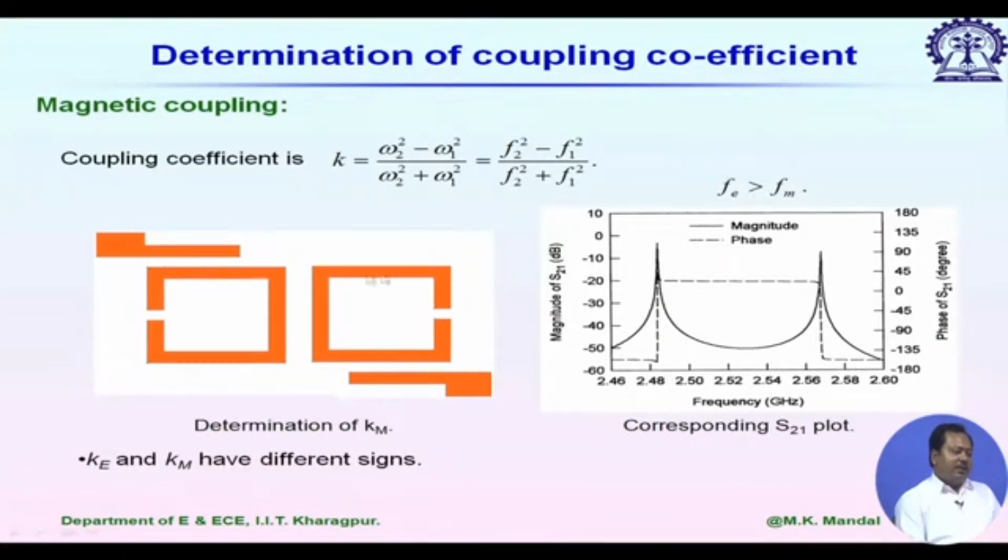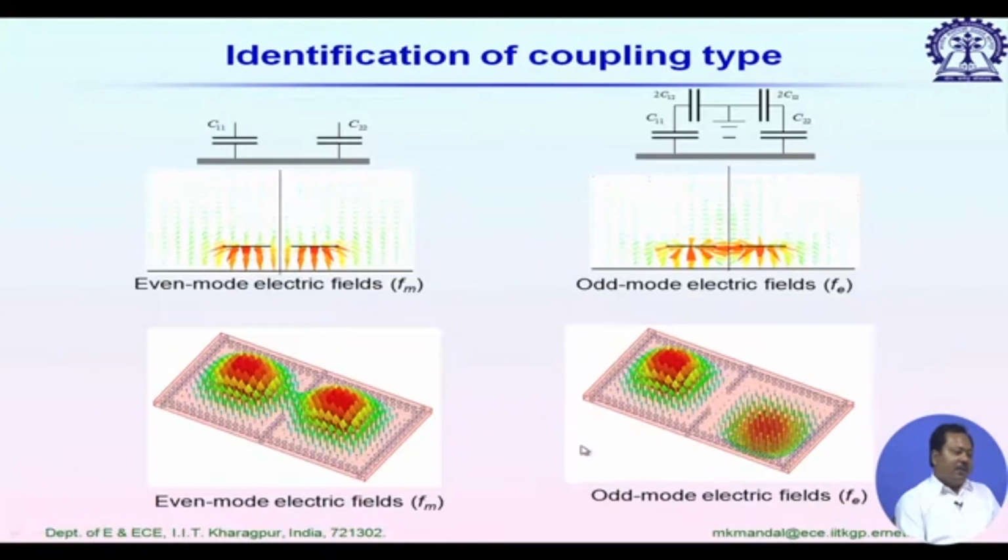The procedure to calculate K is exactly the same: simulate this structure. Remember to take loose coupling for the feed line to resonator coupling, and then simply plot S21. Once you have f2 and f1, calculate the coupling coefficient from this formula. In the coupling matrix, we represent Ke and Km with different signs. So if Ke is positive, for example, Km we usually represent by a negative number.